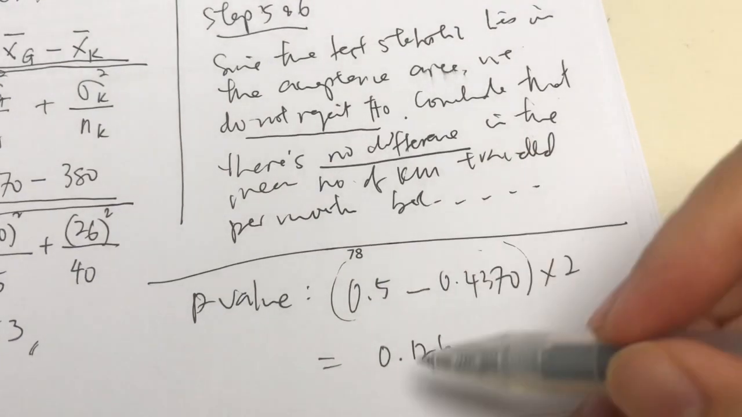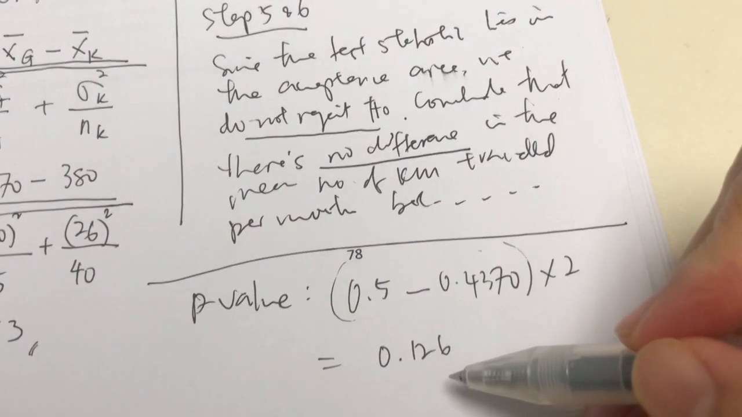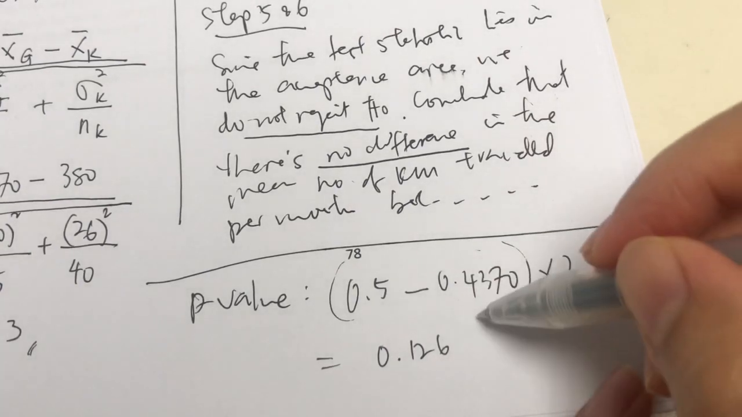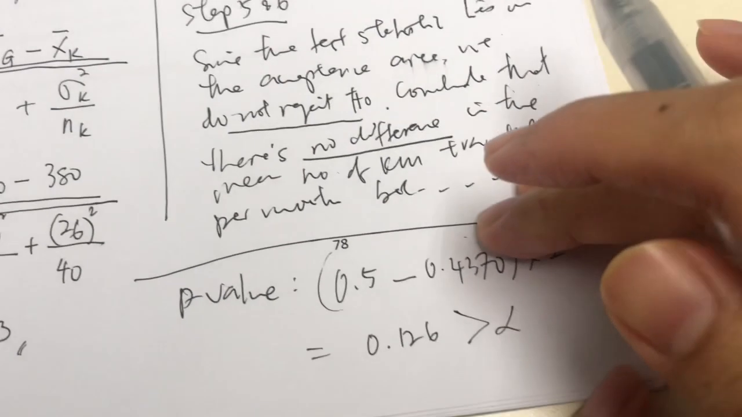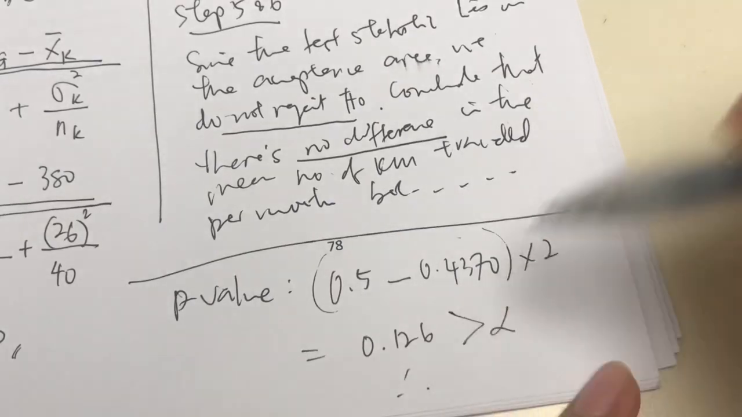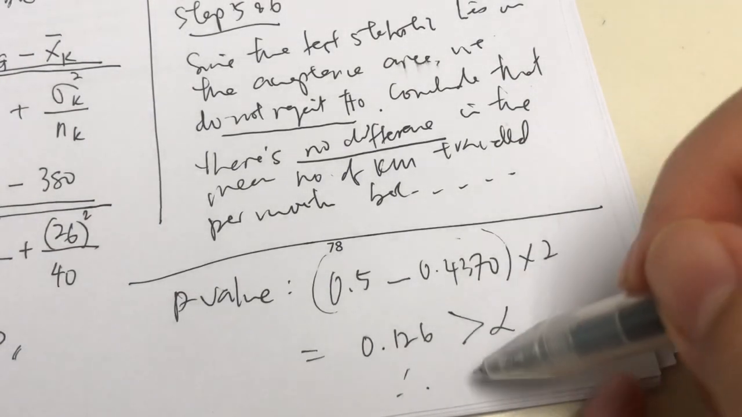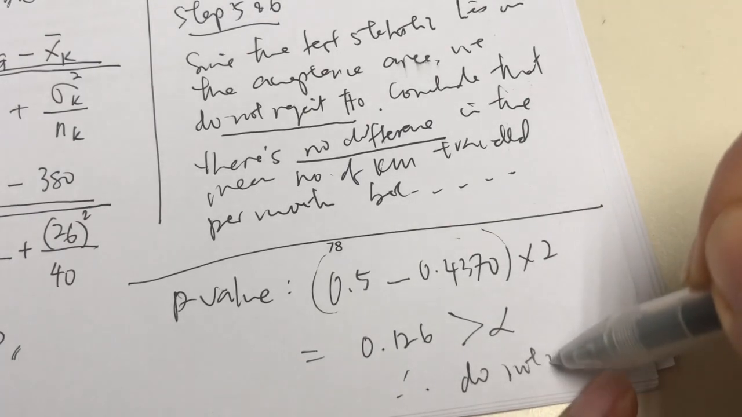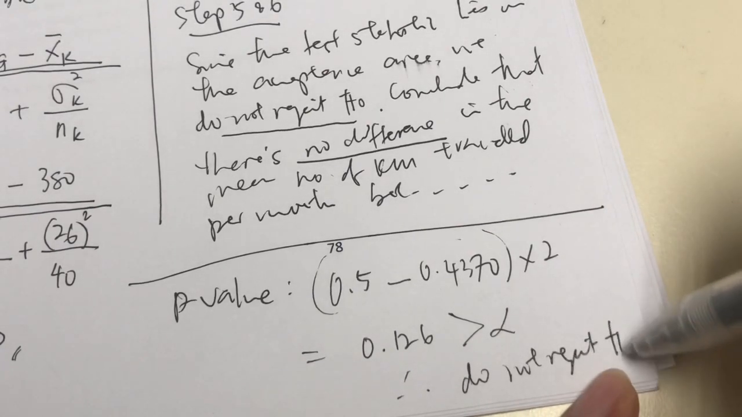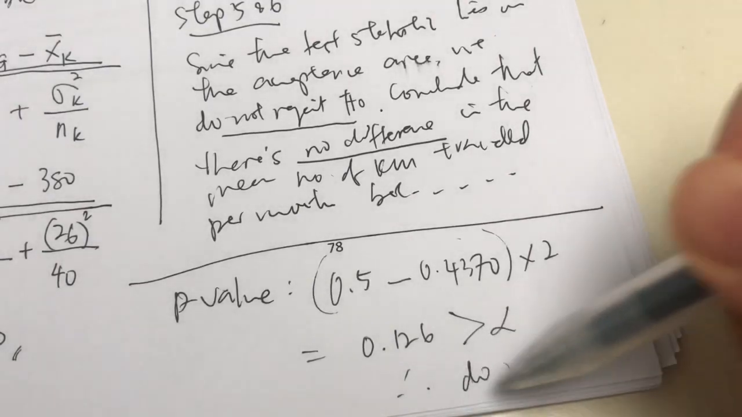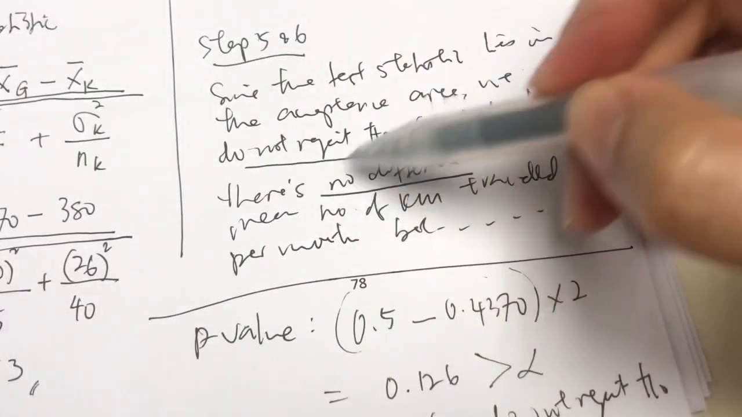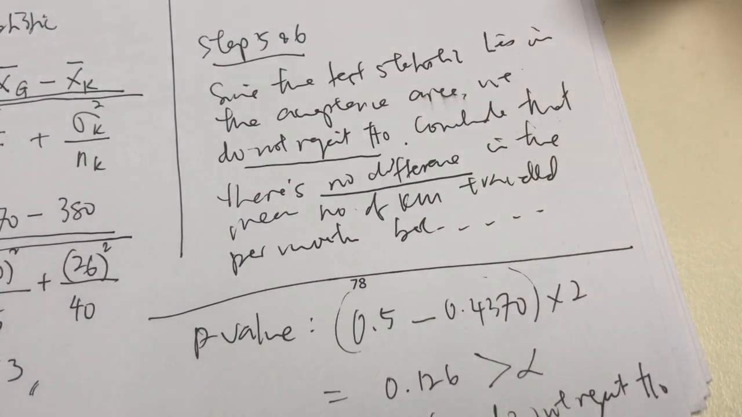So as you can see here, since the p-value, which is 12.6%, is greater than the alpha, which was 5%, we can see that we don't have evidence that the null is false, therefore we do not reject the null. As you can see, do not reject the null. So the result that we get using the p-value method is similar to the result that we get using the 6 steps hypothesis testing method.